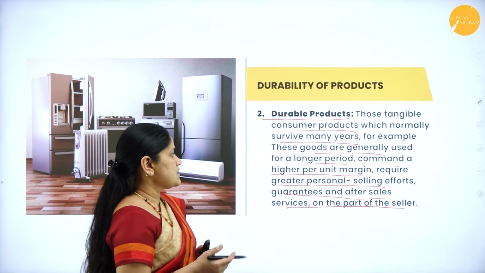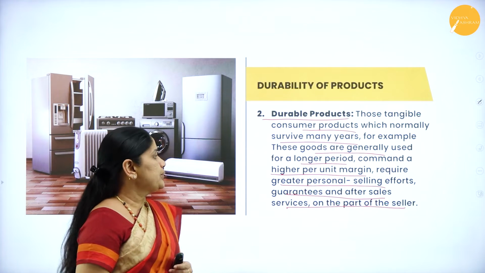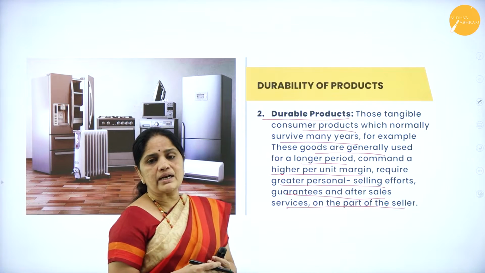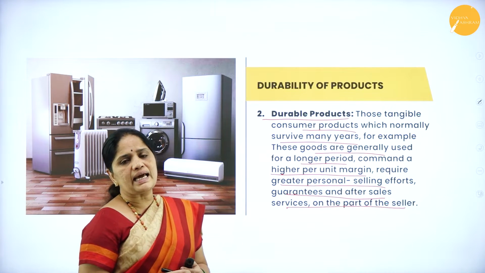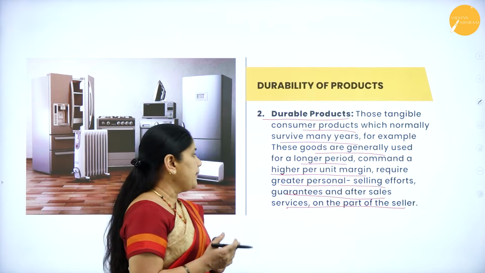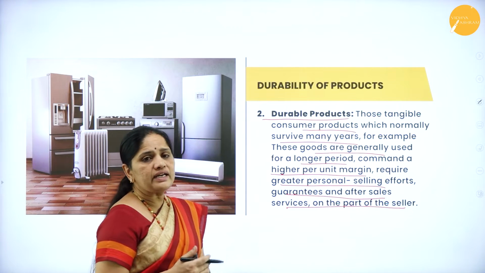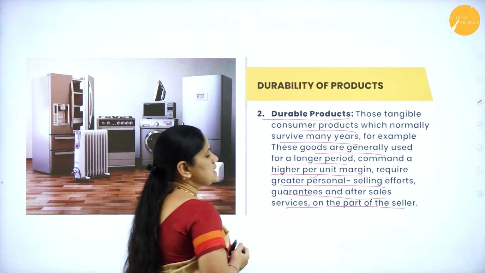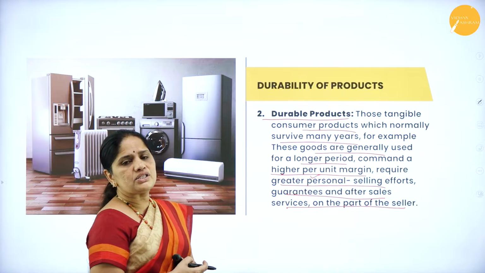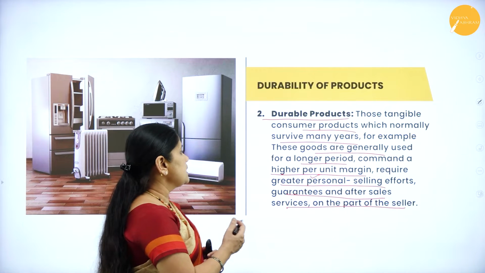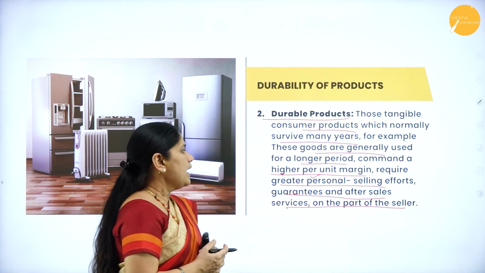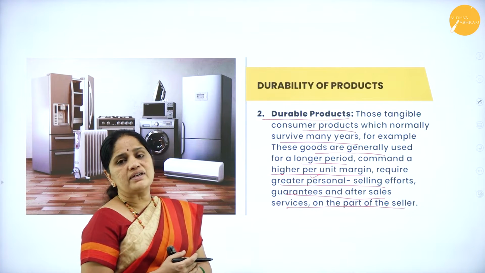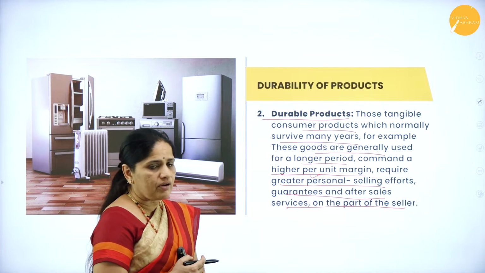Whenever customers go in for a consumer durable, they will look into the price of the product, the quality, and the guarantees being offered on the product. These kinds of products have to be sold with greater personal selling efforts. The salesman has to put in a lot of effort to see that these products are sold, and on these products the manufacturer will also have a very high margin of profit.